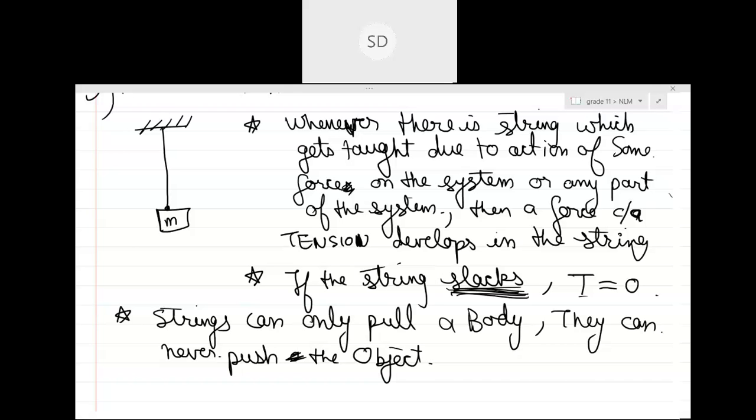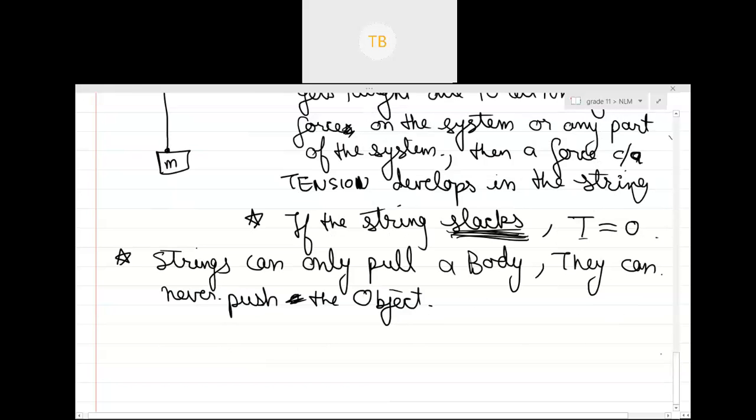So if strings can only pull a body, what will the reaction force be? The reaction force comes at contact. Here the string is directly connected to the block, so we just draw tension. No normal reaction. Normal reaction comes when there is contact with a surface. Is this clear, guys? How much did you understand?